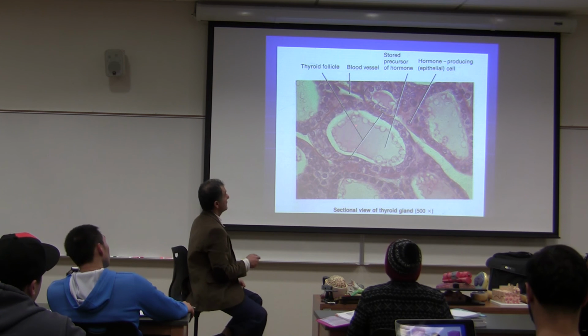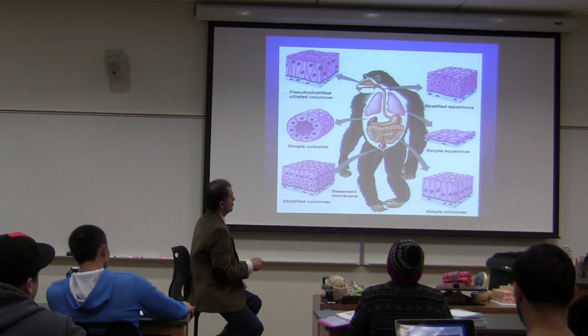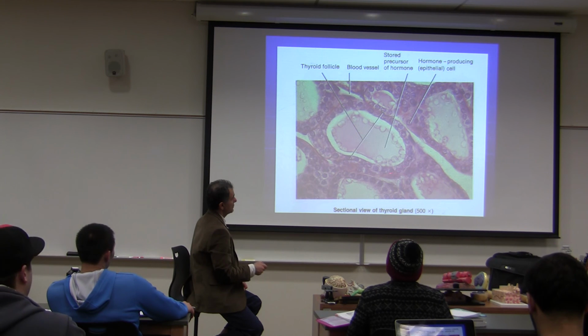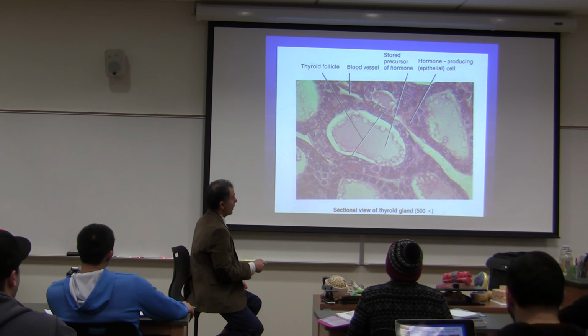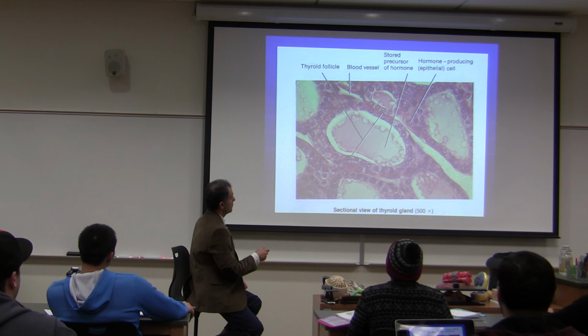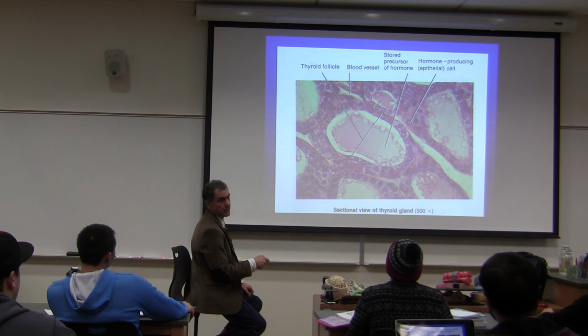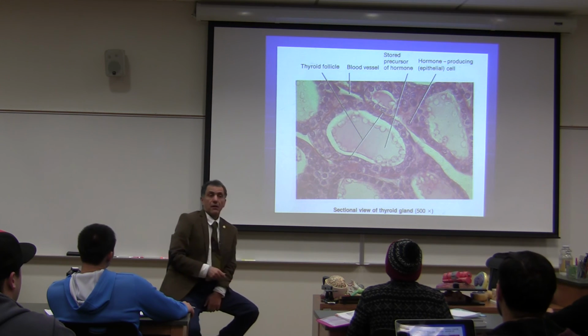Okay, this was a cartoon, but this is a real picture of simple cuboidal epithelial tissue. It's one layer. Why is it one layer? Because this is one follicle, and this is another follicle, and they lie next to each other. You might think it's more than one layer, but it's not. How do you know it's cuboidal? Look at the nucleus. Nice. It's cuboidal. Very good.